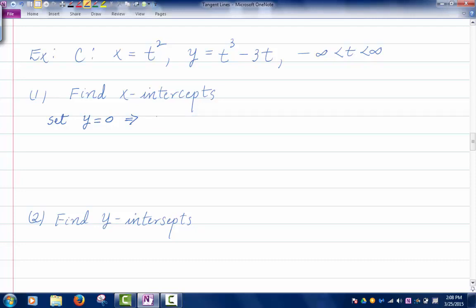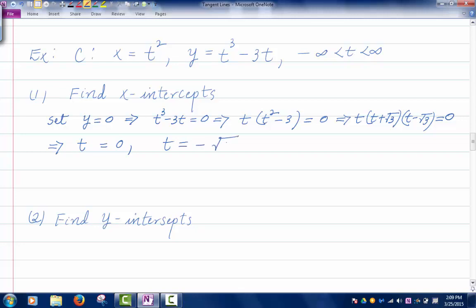If y is 0, then t cubed minus 3t, that's the value of y, would be 0. And if that is 0, then I can factor out t, and write it as t times t squared minus 3 equals 0. Then I get t times t plus root 3 times t minus root 3 equals 0. So the values of t will be t equals 0, or t equals negative root 3, or t equals positive root 3.